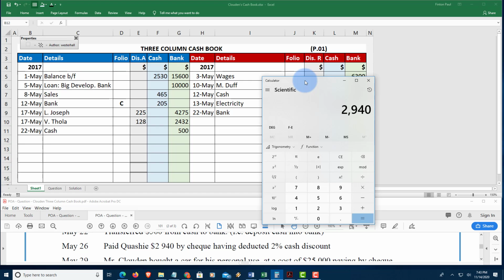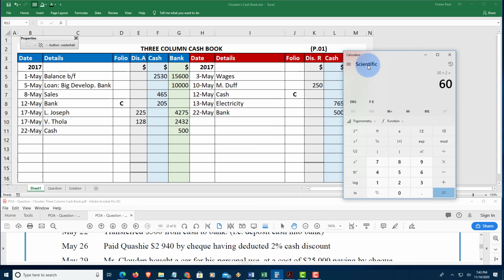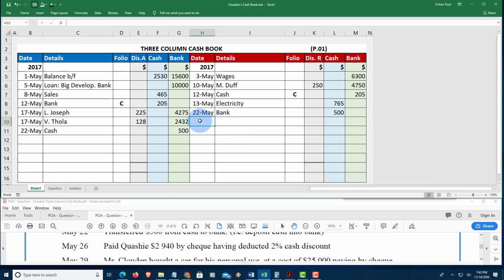$2,940 is equal to 98%. So we divide by 98 to find how much 1% is equivalent to. You multiply by 2, that will tell you the 2%, the value of the 2% in terms of dollars. So we're paying Kwashi, May 26, $60 is your discount, or our discount rather. 2,940 is the full amount of money given.